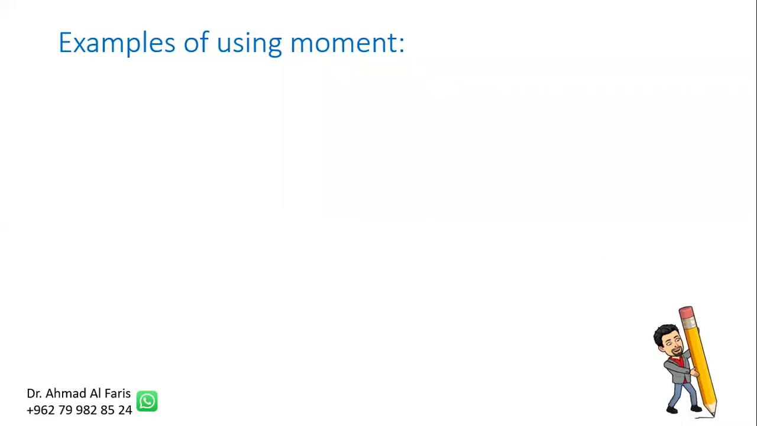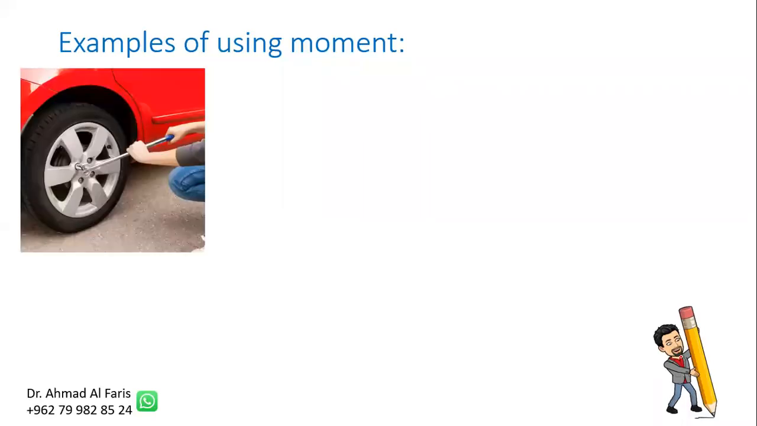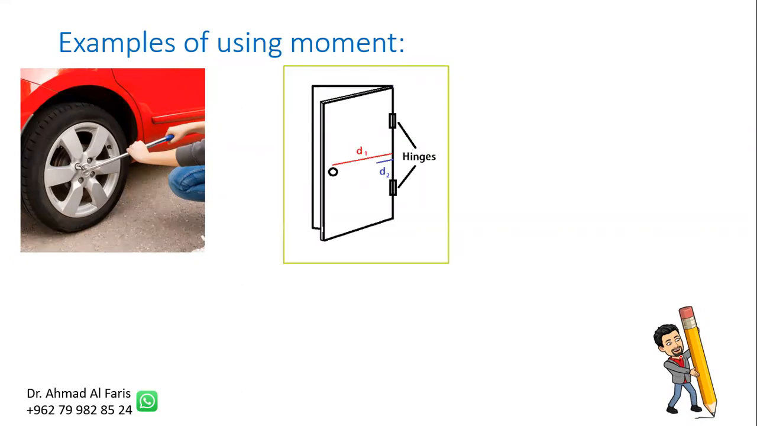Exactly. So I want you to write examples, like the wrench that they use to tie or untie the screws of the wheels of the car, or the door handle. The hinges, as you can see, are on one side. These are the pivots, and the handle of the door is as far as possible.